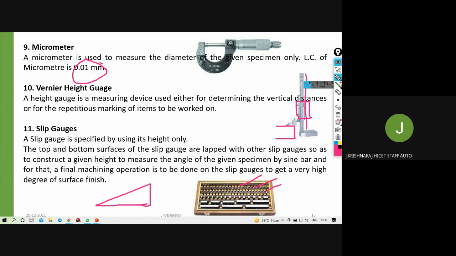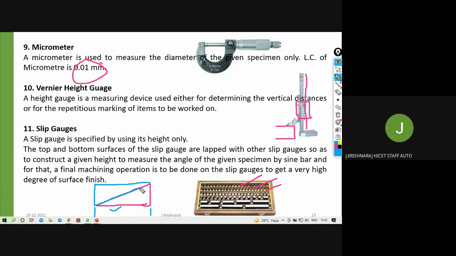You can easily find out the length. You can use a steel rod or something else for finding this portion, from this point to this point, so we can find out the length. And for the height measurement on this particular object, you have to place slip gauges. We cannot get the height directly. So the object is like this; I just drew an object. This blue color is an object.